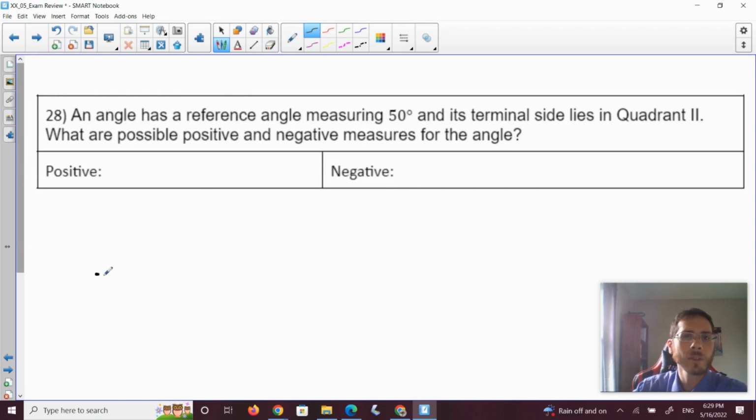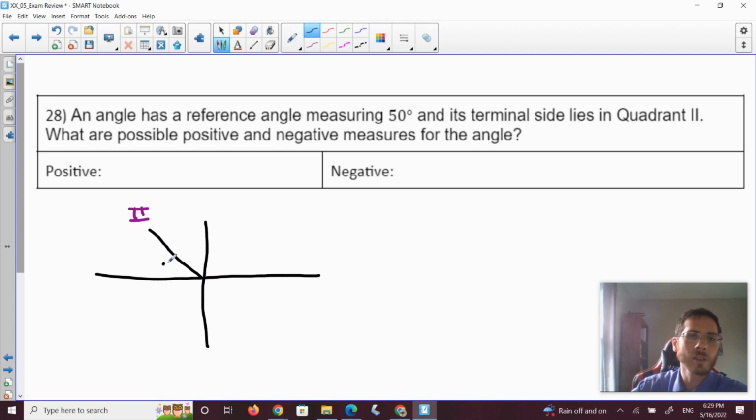Angle has a reference angle of 50 degrees and terminal side in quadrant 2. So again, we're in quadrant 2, so that's going to be over here. Our reference angle is 50 degrees. That makes this 50 degrees. So we need to get a positive and a negative. If we follow this around this way, we're going to get 90, and there's going to be 40 more left here. So that's going to be a total of 130 degrees.